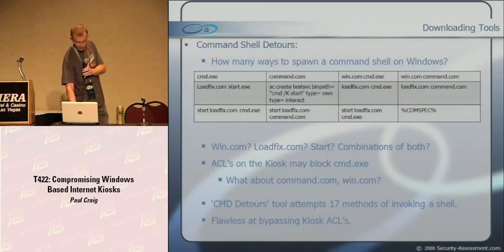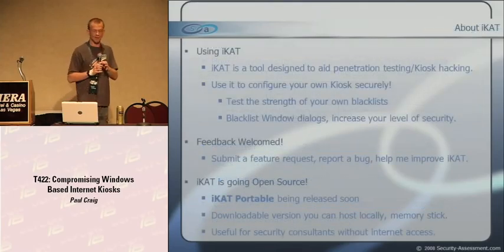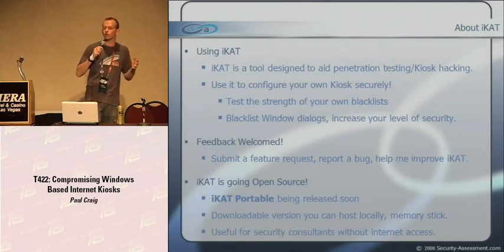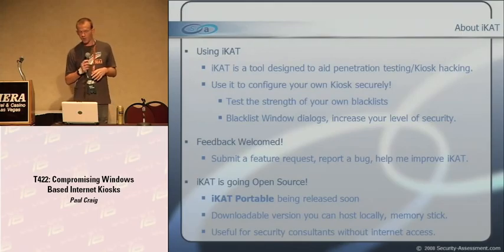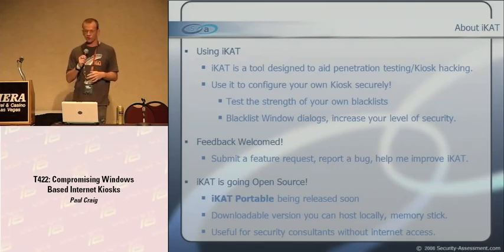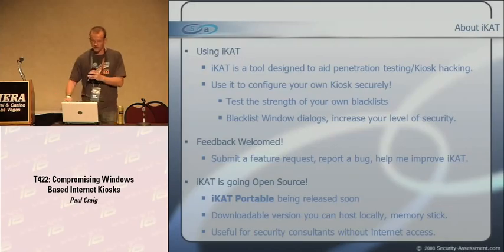I'm just going to skip this. I really want to reach the demo. I want to show you guys some shell. Okay, so using iCat. iCat is a tool designed to aid penetration testing and kiosk hacking. You can use it to configure your own kiosk securely. It's real good. One thing I want to say is don't be a dick and attack the server. Don't try and crash anything. Help me make this the best kiosk hacking tool in the world. Submit me feedback. Also, iCat is going to be open sourced real soon. I'm going to release iCat Portable, so you can download it onto a USB disk and plug it into a kiosk. If you're a security consultant working on site, you don't have internet access.